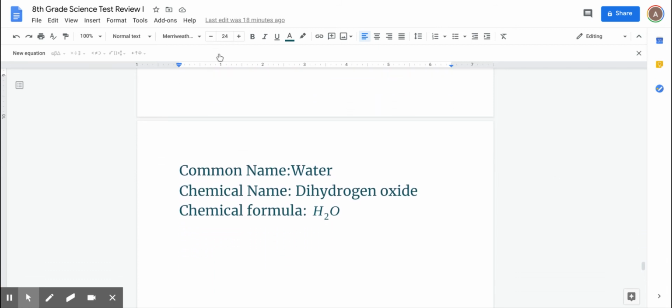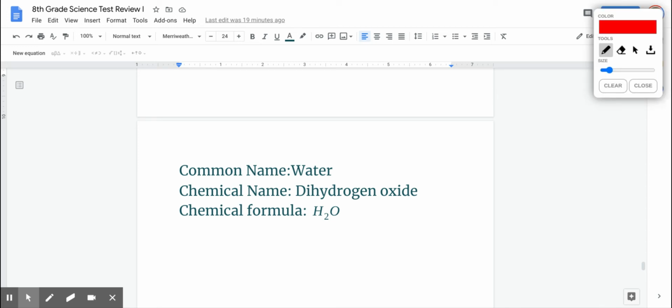Its common name is water. That's what everyone says. I need some water, right? The chemical name is dihydrogen oxide. And by now it should be getting a little familiar for you. Di means two, so we do have two hydrogen, and oxide does mean oxygen. So here's the chemical formula, H2O. I think we all know that one. And the 2 is a subscript, it means we have two hydrogen, one oxygen.